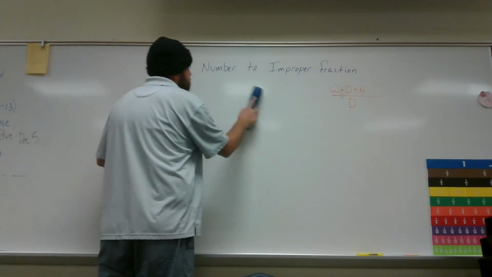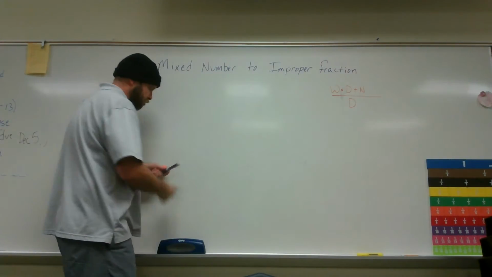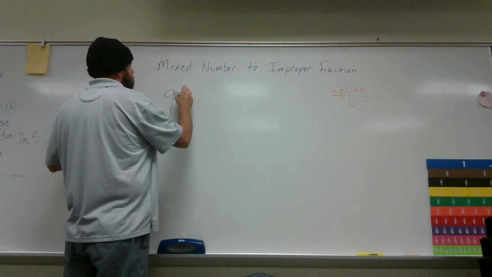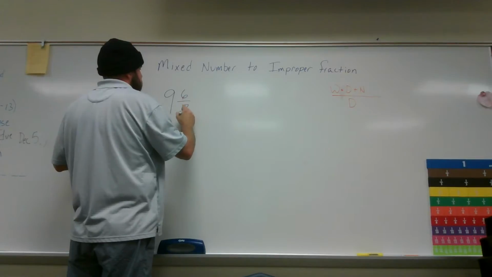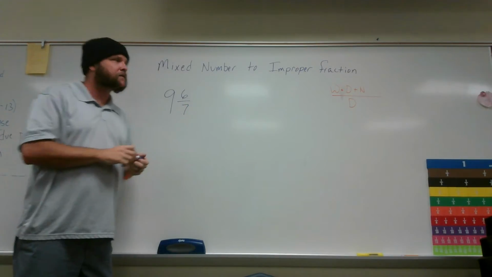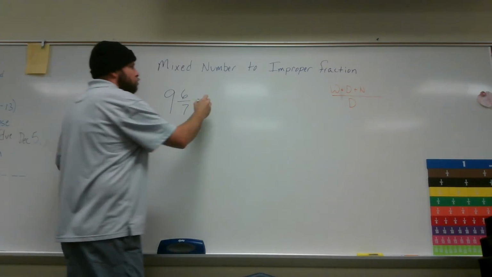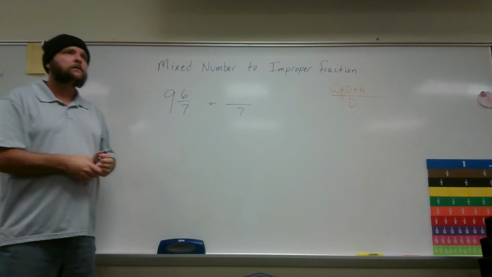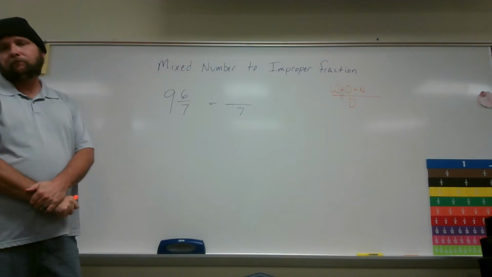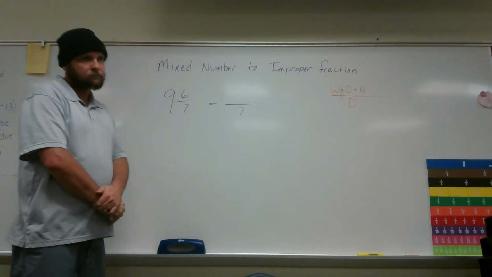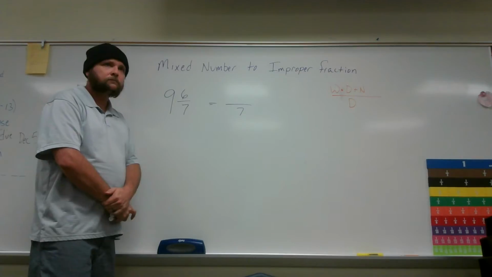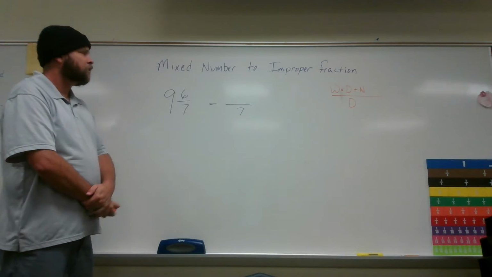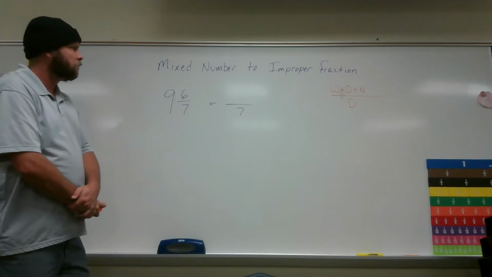We'll do one more of these, and then we're gonna go the other direction. Can you give us 20 minutes? 9 and 6 sevenths. 9 times 7 is 56, 73, 79, 79 sevenths.